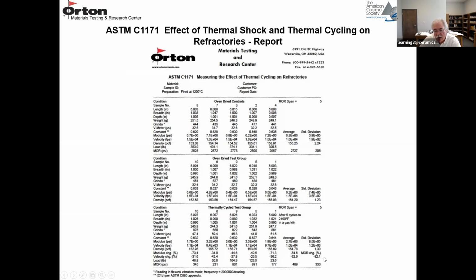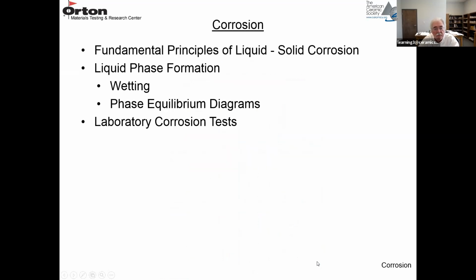So these percentages aren't going to be the same for each type of test, but they're all relative. So 82% decrease in strength is not the greatest material for thermal shock resistance, but it's still intact after some fairly severe thermal shock testing. So that's the section on thermal shock and the test that you can use to measure thermal shock. Does anyone have any questions on that?